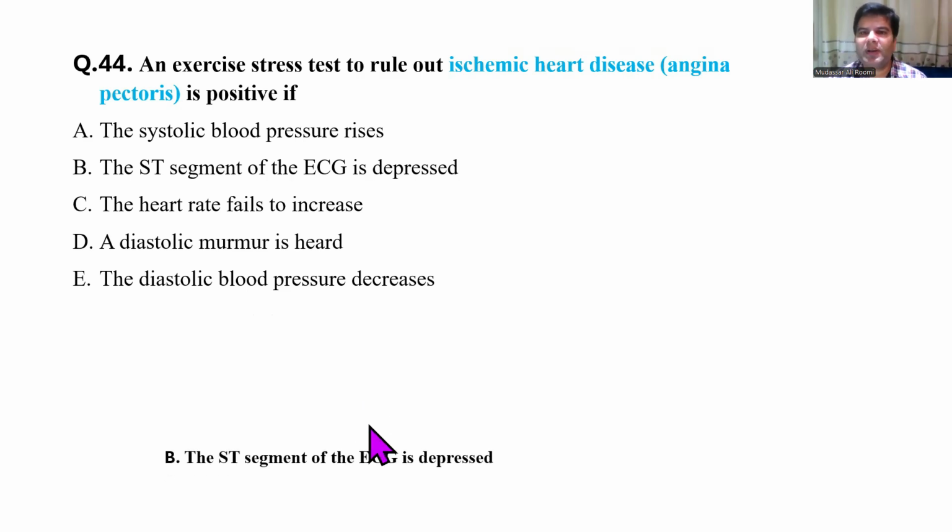So this ST segment is very important in ECG. If ST segment is elevated, this is usually because of myocardial infarction. And if ST segment is depressed, this is usually because of angina pectoris. In angina pectoris, there is partial occlusion of the coronary artery. And in case of myocardial infarction, there is complete occlusion of the coronary artery. Myocardial infarction is also called heart attack.